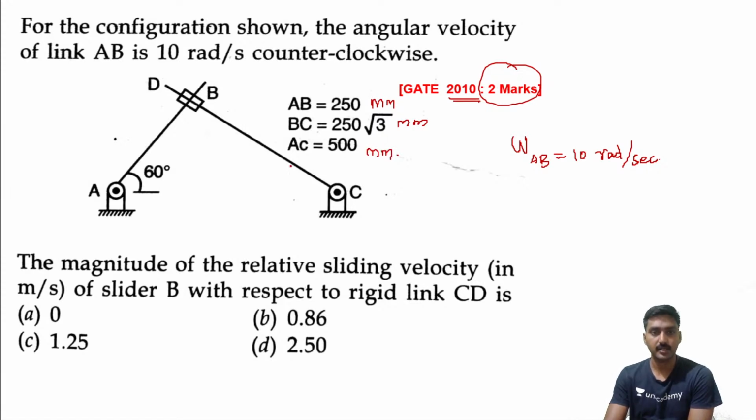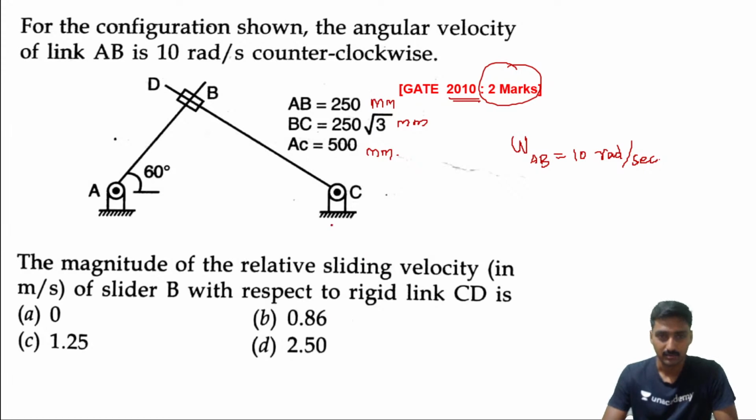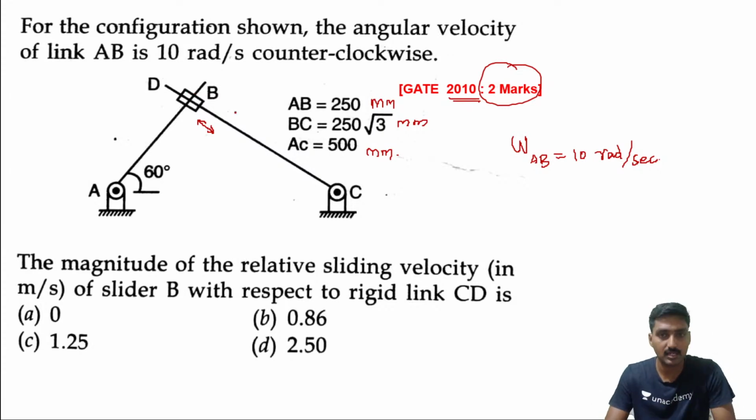The question: the magnitude of the sliding velocity of the slider B with respect to link CD. Okay, with respect to the link CD, how it is sliding. So the slider slides in this direction. The slider A, that is AB link, B is connected, B slides over the slider. Now the velocity of B with respect to point A, it is moving with respect to only the point A.